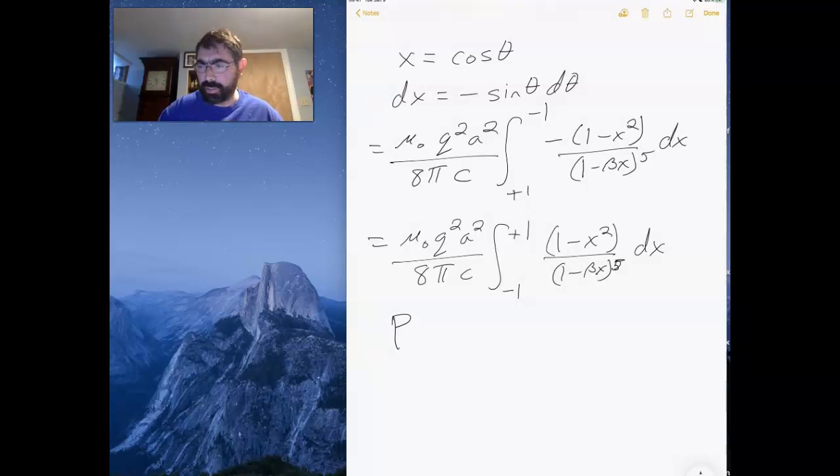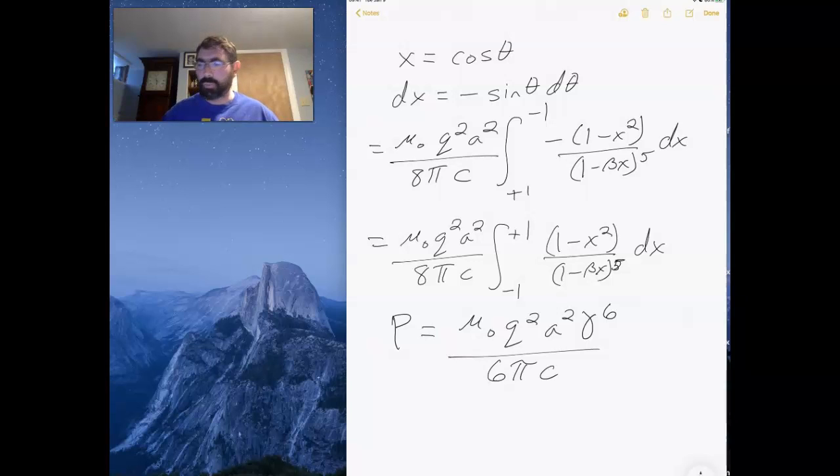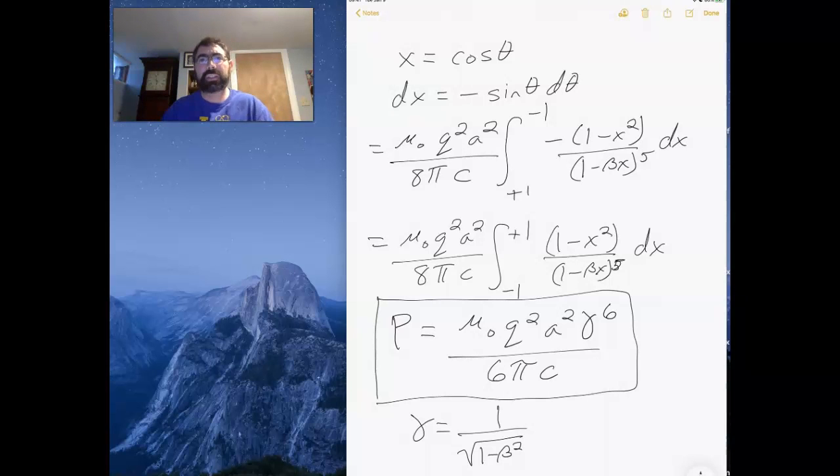And when you do that, you get a power, which is mu 0 q squared a squared gamma to the 6th power over 6 pi c. Remember, gamma is 1 over the square root of 1 minus beta squared. So in the end, this is the result that you would get for the one particular case where the velocity and the acceleration are in the same direction, which is a good case to work out. Now this would not apply to something like centripetal motion, but if you have a charge that is moving in a line, more times than not, that acceleration vector is going to be pointing in the same direction as the velocity vector. And if that is the case, then this is the result you would get for collinear velocity and acceleration.